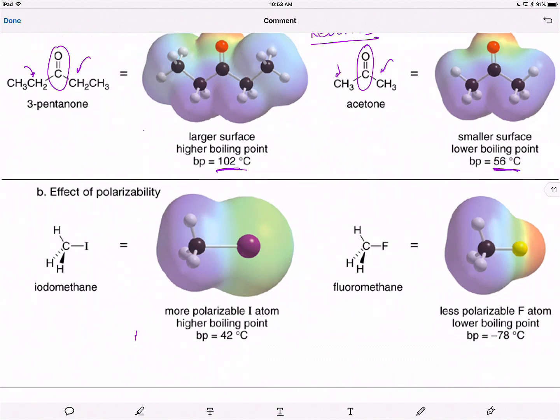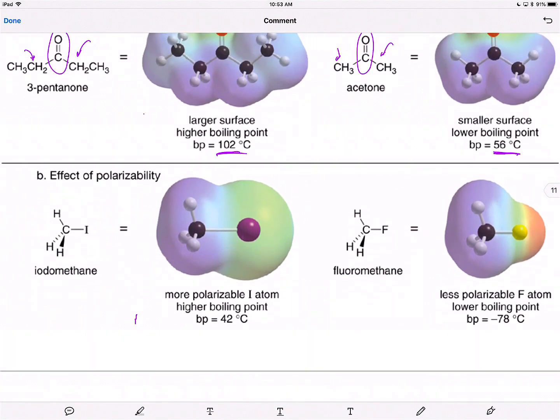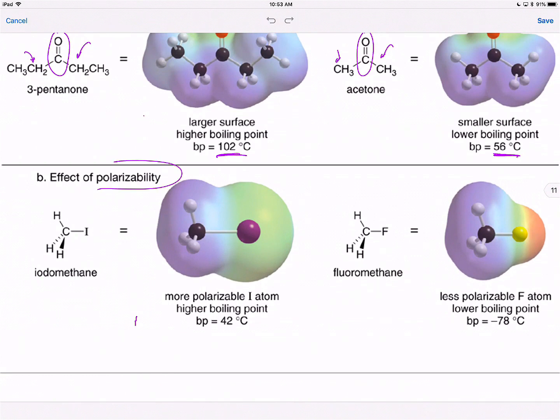The bottom one may or may not be new information, but there is a new term, polarizability. So let's see what that means. So here these two pictures will come in very handy. Again, you have the same type of functional group. I have a halogen connected to a carbon, this carbon is sp3 hybridized in each case. Okay, so this functional group is an alkyl halide.